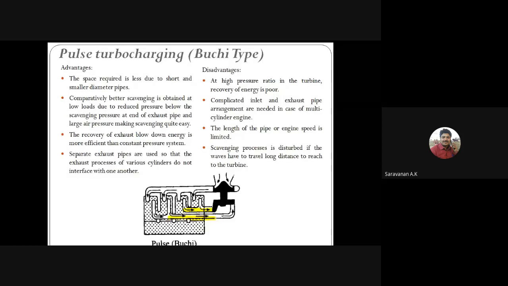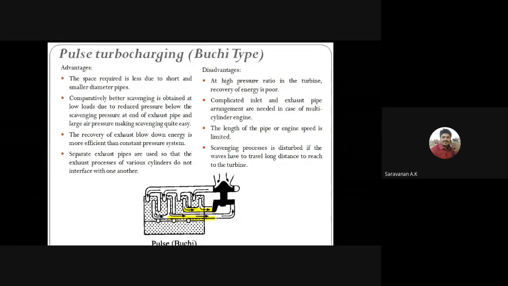Then the separate exhaust pipes are used so that the exhaust processes of the various cylinders do not interfere with any other one. So we are using the separate exhaust pipes. So these are all the advantages, and we have some disadvantages also.